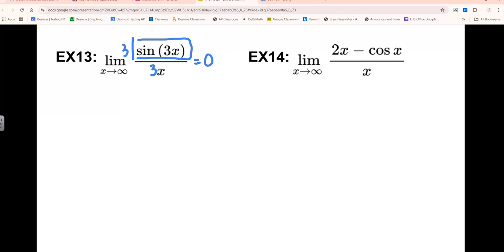14's a little bit trickier because I've got more things going on. Any ideas of what I could do here? Yep.